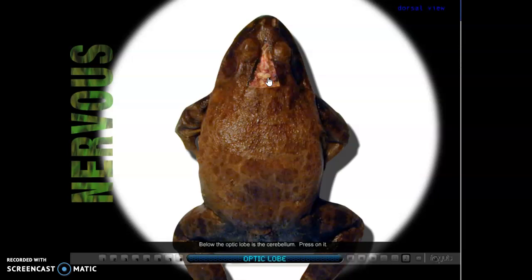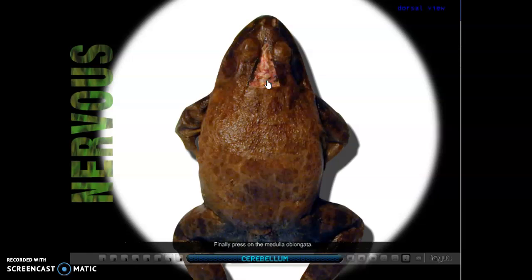Below the optic lobe is the cerebellum. Press on it. The cerebellum controls the coordination and balance of a frog. It receives information from the balance detectors within the ears, and positions sensors throughout the body.